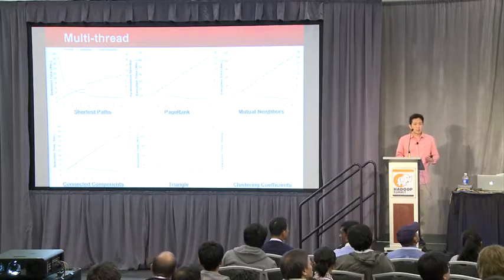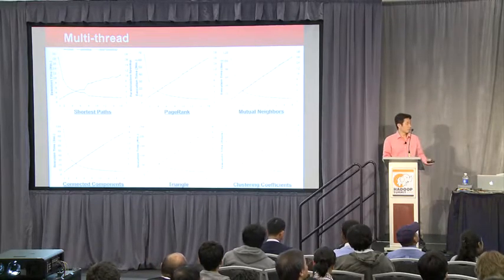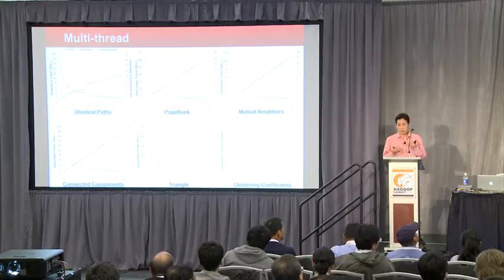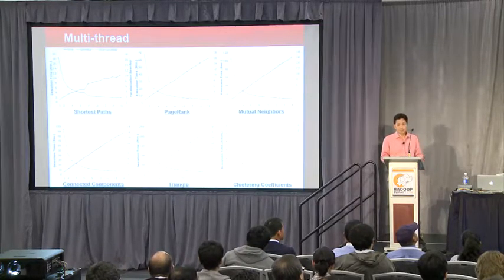But considering the flexibility of this query language, I think this is very reasonable. So I think this shows that the scalability on a multi-core is very good.